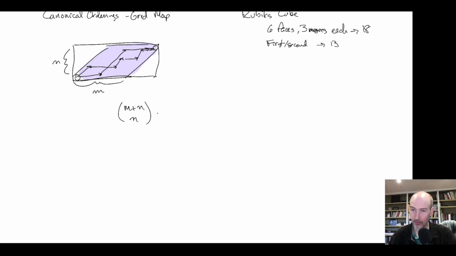And so this is looking at (m plus n) factorial over m factorial and n factorial. So what we see here is this exponential growth of the number of possible paths that we can take through even a simple grid like this.